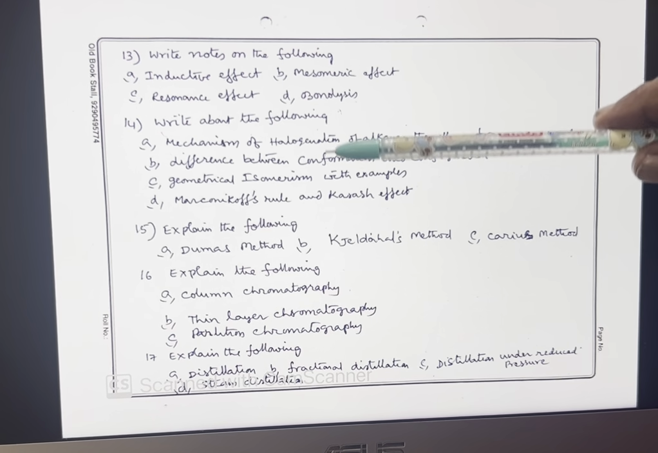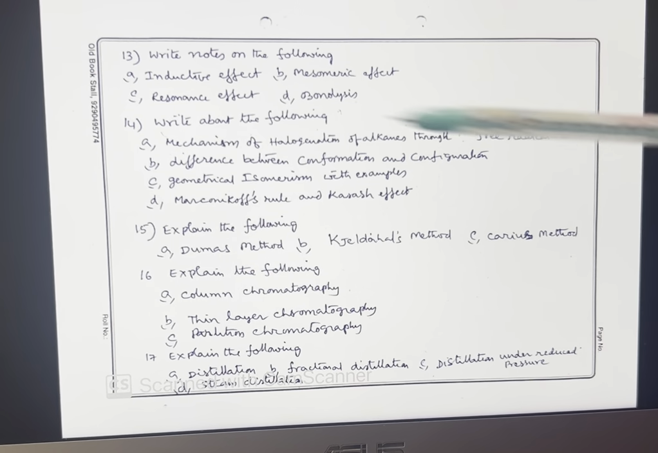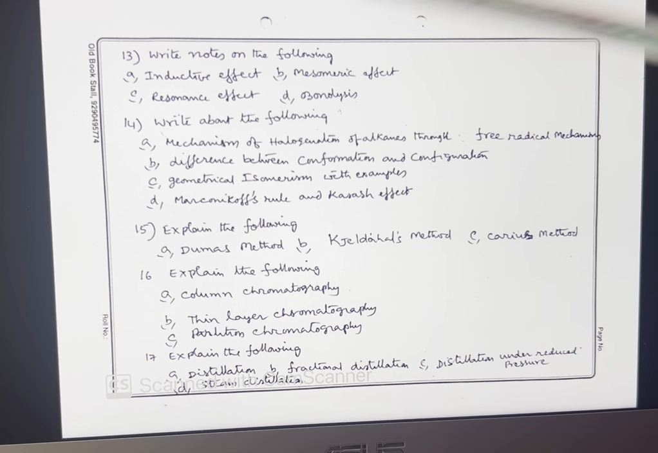Chapters 13 and 14 are also somewhat important. If you study well up to chapter 14, then you will definitely get more than 50 marks. If you do these, you will have more marks in chemistry paper 1.